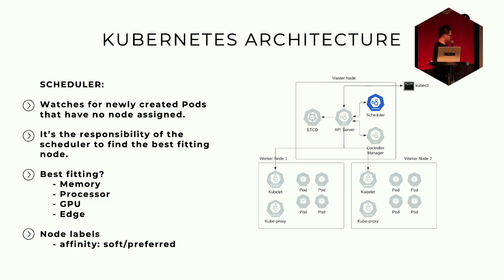We can also say that this is our preferred destination. So if there's nothing available on the edge, then we can say, okay, we install this in the cloud, and as soon as we have enough resources on the edge, then it will be reallocated.